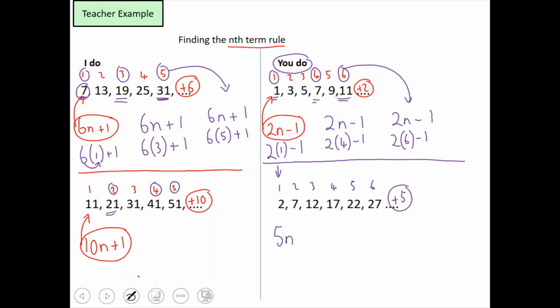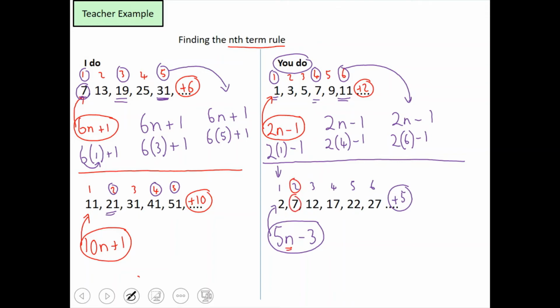And how do I get from 5 to 2? I know I need to minus 3. And that is my nth term rule. What we can do now is check that with the second term. If I replace the n with the number 2 up here, 5 times 2 is 10, minus 3, and I get 7.